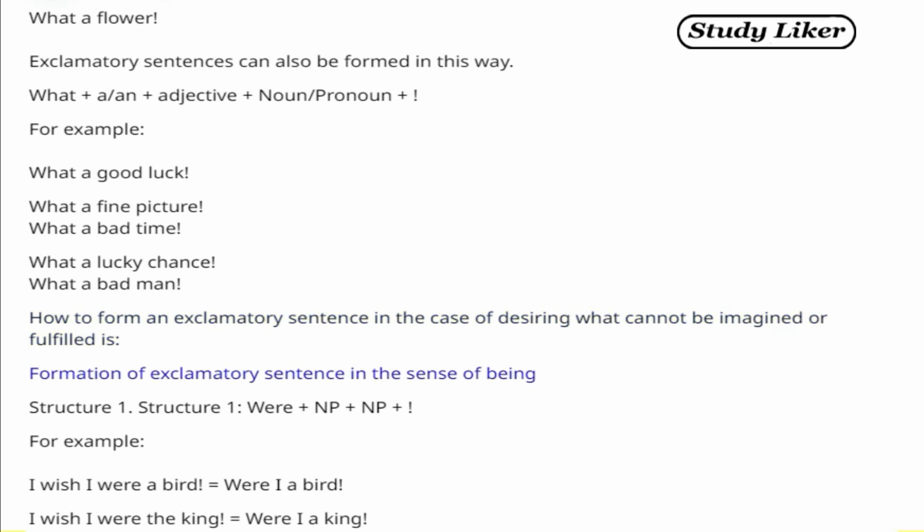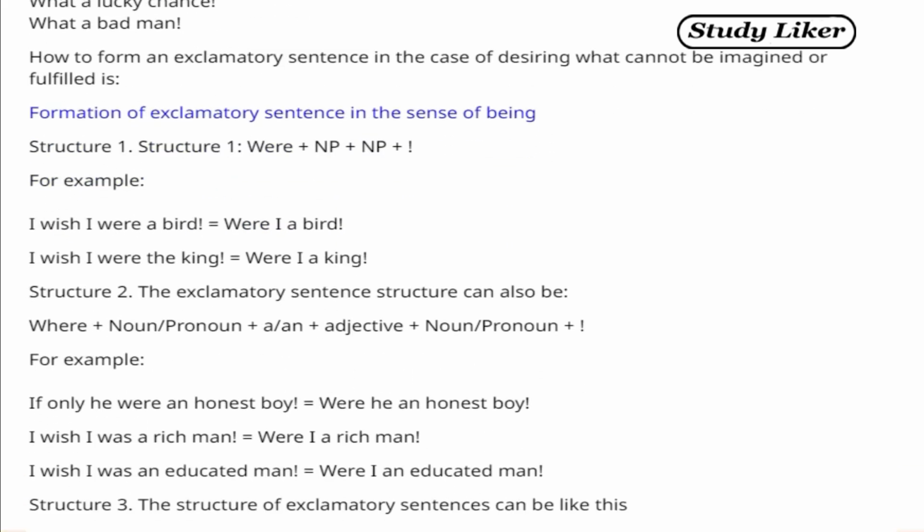How to form an exclamatory sentence in the case of desiring what cannot be imagined or fulfilled. Formation of exclamatory sentence in the sense of being. Structure 1: were plus NP plus NP. For example, I wish I were a bird equals were I a bird. I wish I were the king equals were I a king.